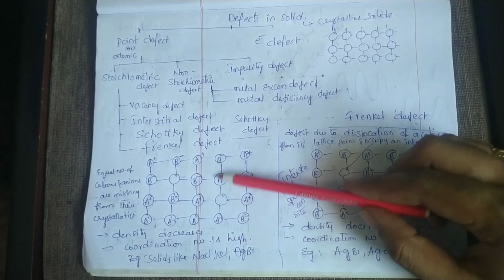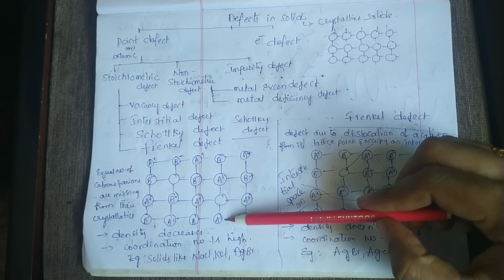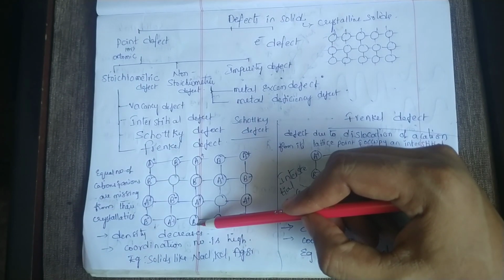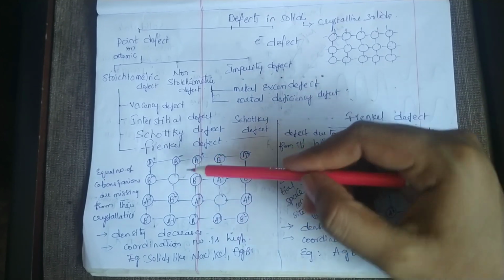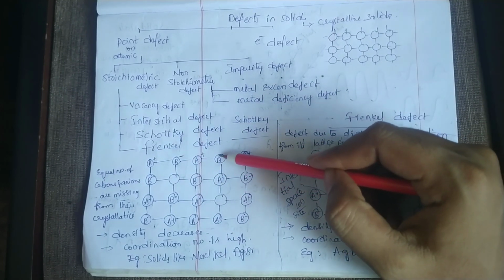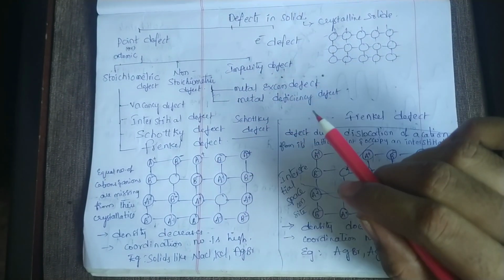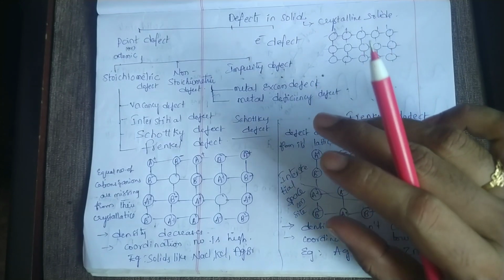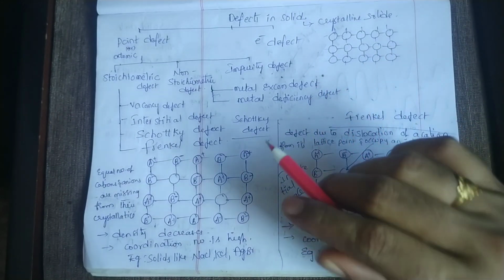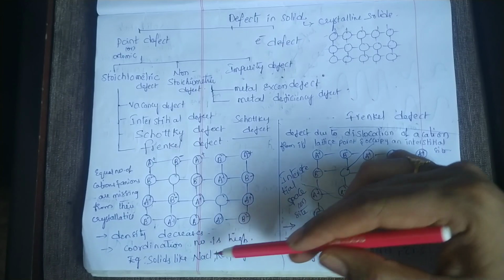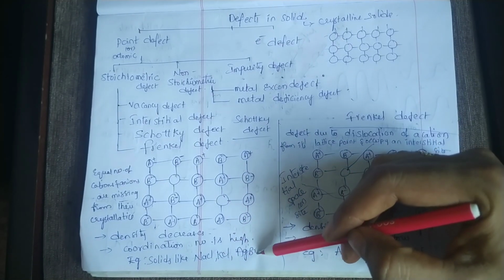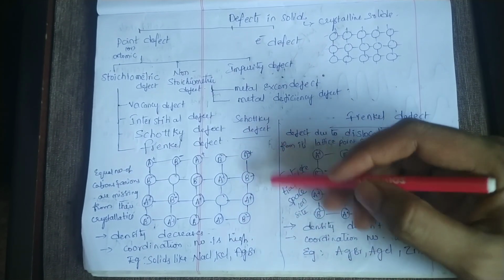What is meant by coordination number? Coordination number means an anion is surrounded by how many cations and a cation is surrounded by how many anions. Examples for Schottky defects are solids like NaCl, KCl, AgBr.